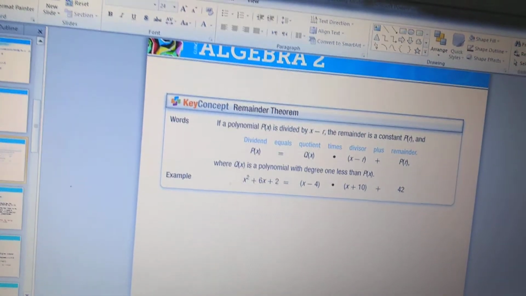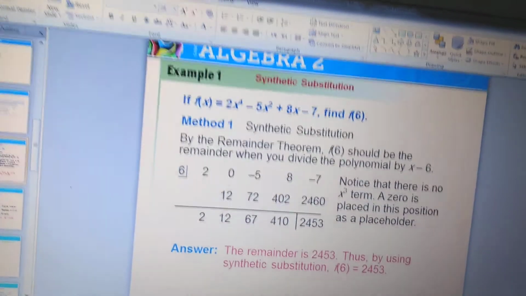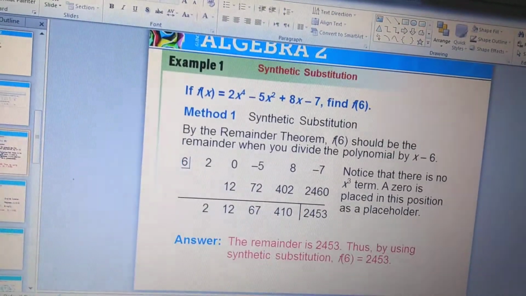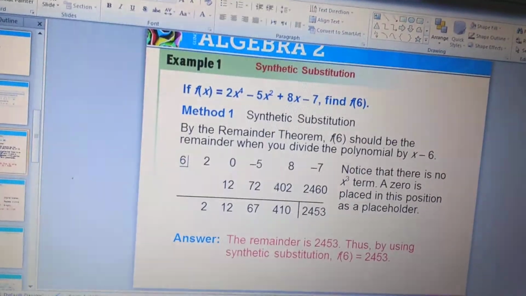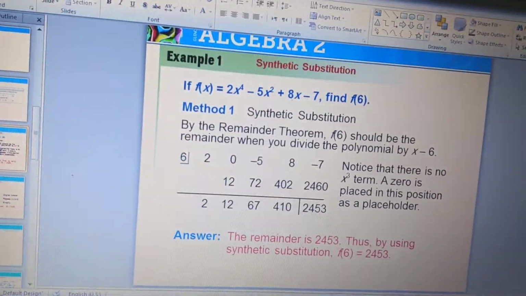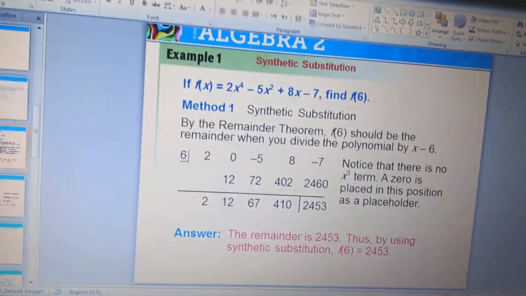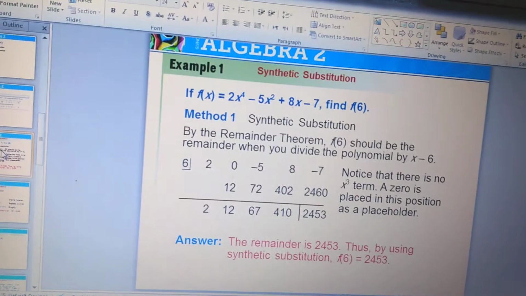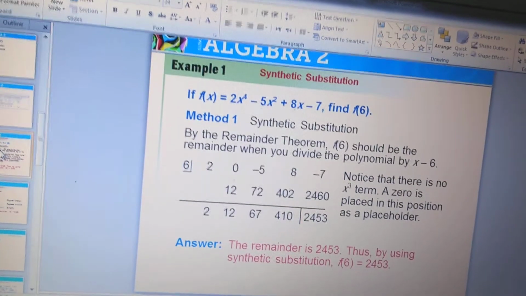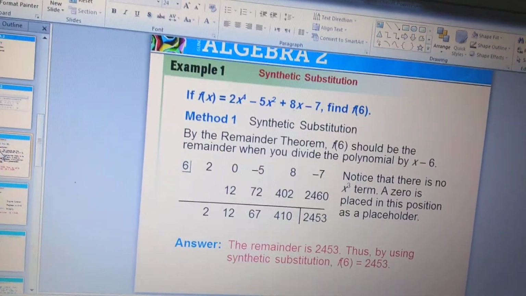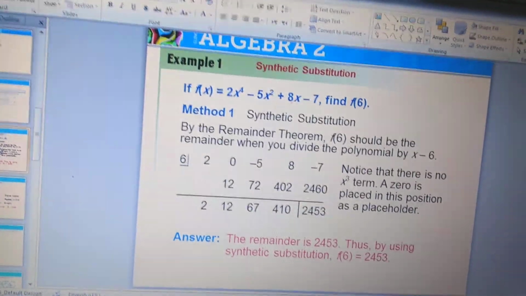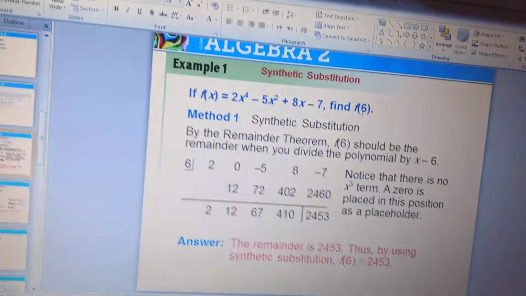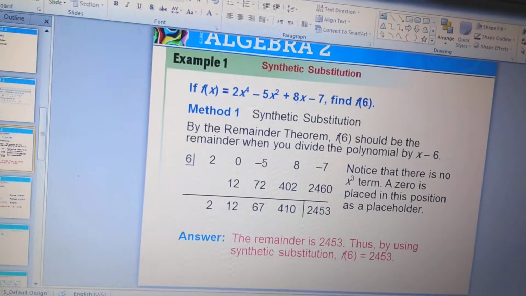Let us see this example. Here we are going to use synthetic substitution. If f(x) equals x to the power 4 minus 5x squared plus 8x minus 7, find f(6). What is the meaning of f(6)? This means I am going to divide by x minus 6. In synthetic substitution, directly, I take this 6 and divide on it.